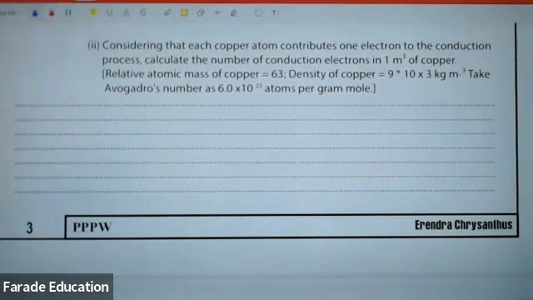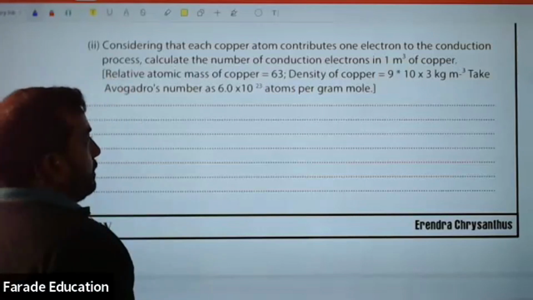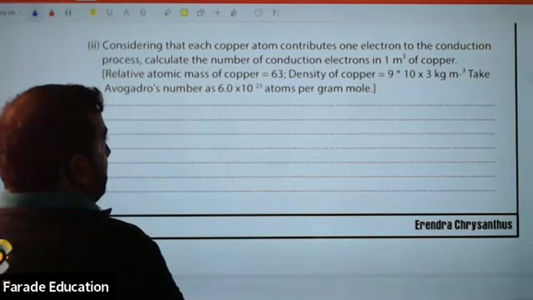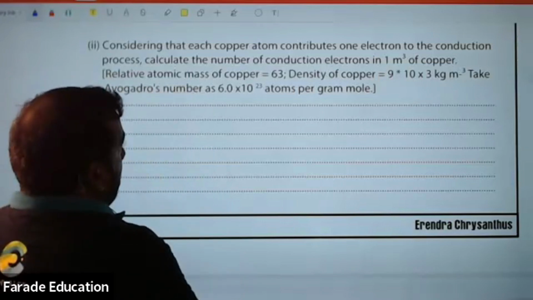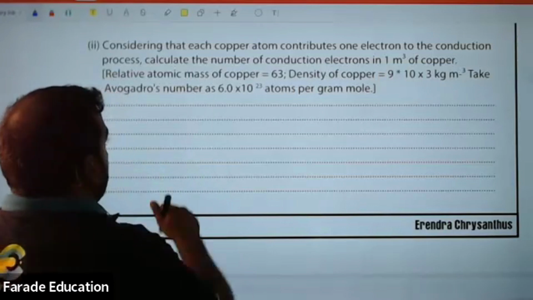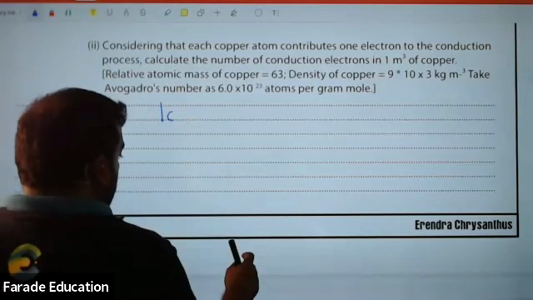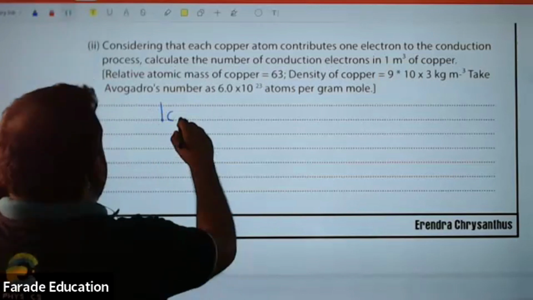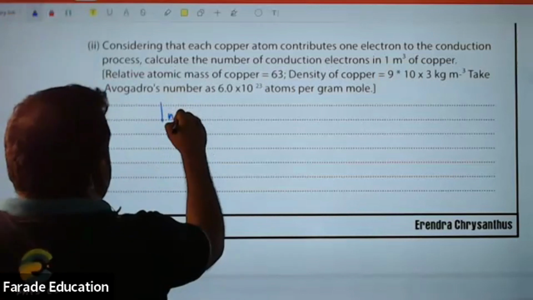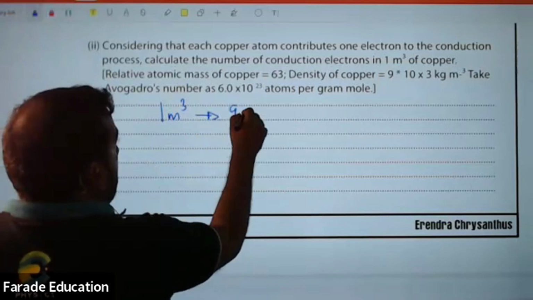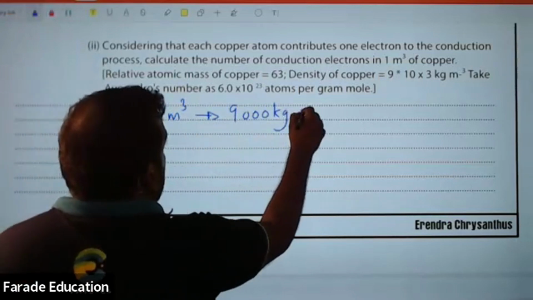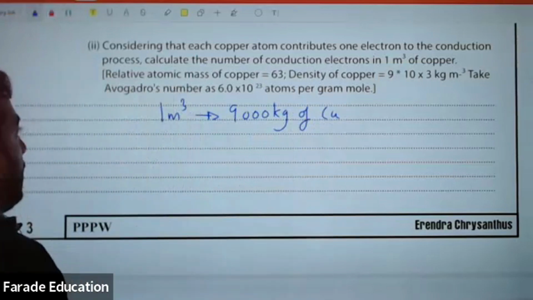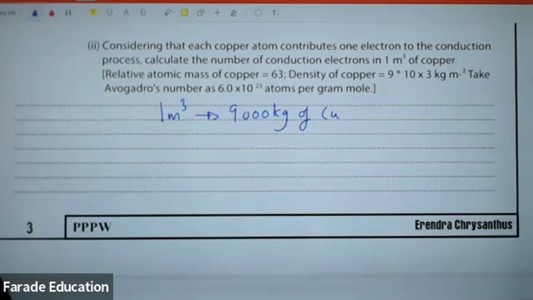Consider that each copper atom contributes 1 electron. Calculate the number of conduction electrons in 1 cubic meter of copper. Density is mass over volume. So per cubic meter, we have 9,000 kilograms of copper. Look at this very carefully.